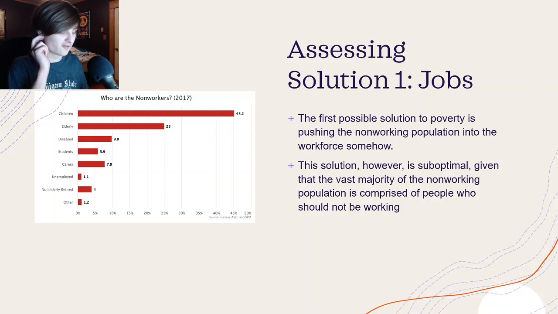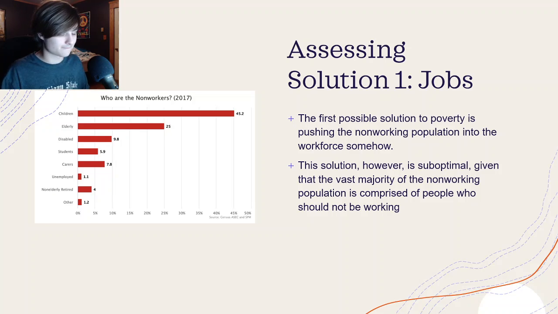So let's assess the first solution I mentioned. The first possible solution is pushing the non-working population into the workforce somehow. However, this solution is obviously very suboptimal, given that the vast majority of the non-working population is comprised of people who are not only not working, but shouldn't be working. So 45% of the non-working population is children, 25% is elderly, 9.8% is disabled people, 5.9% is students, 7.8% is caretakers who are taking care of like a family member who's maybe sick or disabled or something.